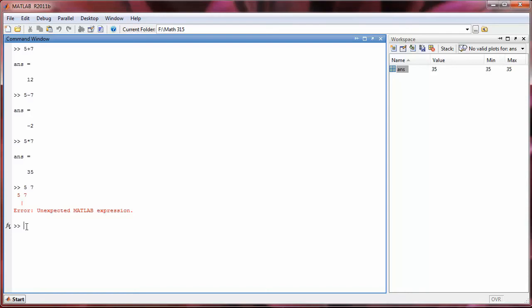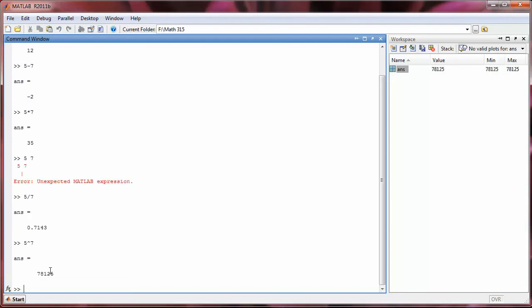Now for division, we use the slash, so 5 divided by 7. Now here you should notice that the default for Matlab is to round to 4 significant digits. And you can change this, but for now we're just going to keep it as is, that we get 4 significant digits for any operation. For exponents, we use the caret, and that is located above the 6 on the keyboard. So for example, we could have 5 raised to the 7th. And when we press enter, we get the answer there.